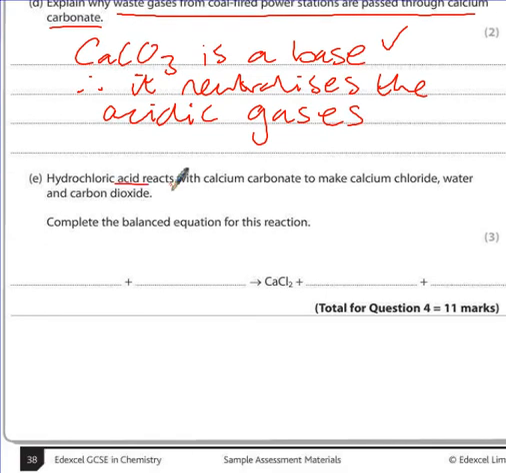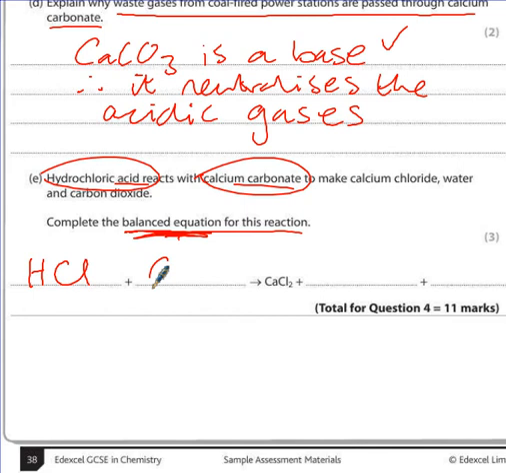Hydrochloric acid reacts with calcium carbonate. Balanced symbol equation. If it says balanced equation, it's not a word equation, this is where we're looking for symbols. So hydrochloric acid, you need to know that it's HCl. Calcium carbonate, it may have told you in the question above, CaCO3.